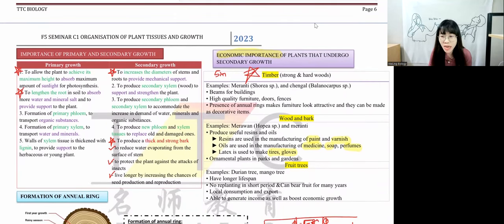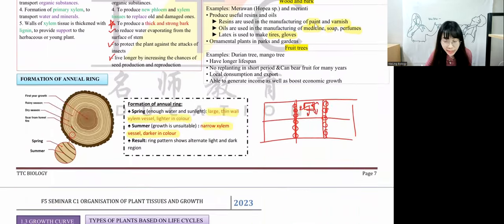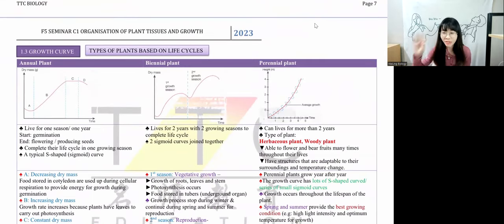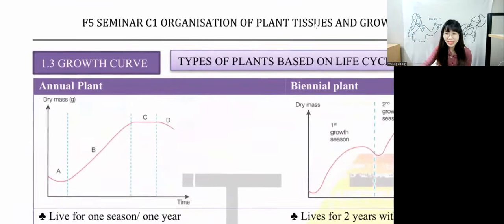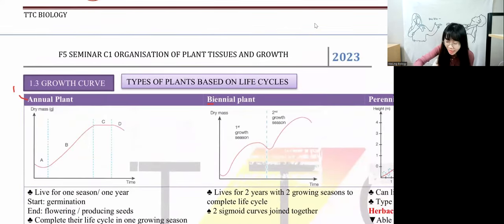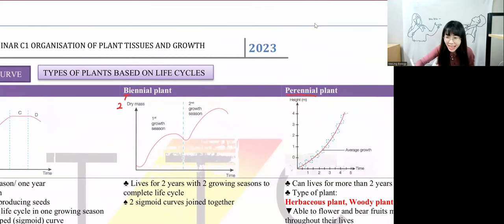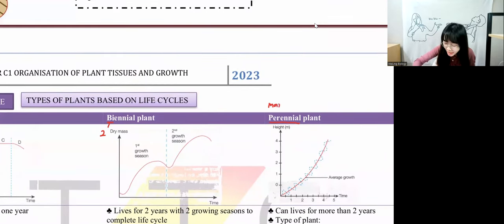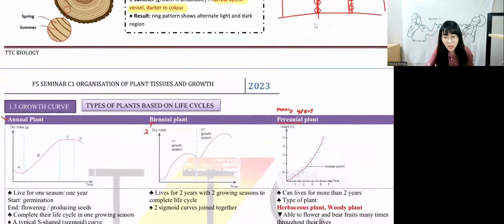Okay, now, done with economic importance, we're going to look at the last one, which is the growth curve. We have 3 different growth curves. We have annual plants, biennial plants, and perennial plants. Annual means how many years, guys? Annual means 1 year, correct? So the plant can only live for 1 year. After 1 year, they die. Bi means 2. They can live for 2 years or 2 seasons, and then they will die. Perennial means they can live for more than 2 years, many years. It's called perennial plants.